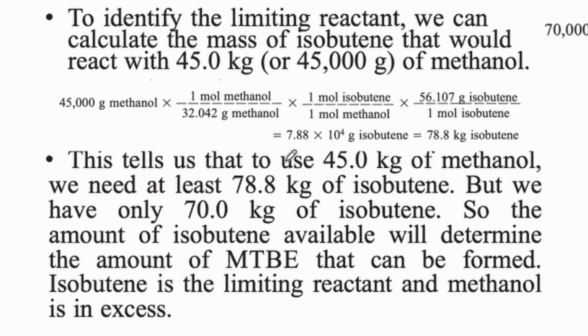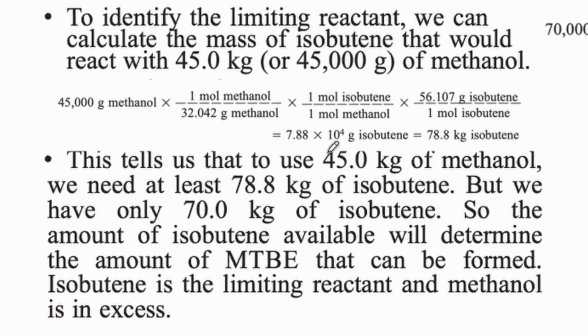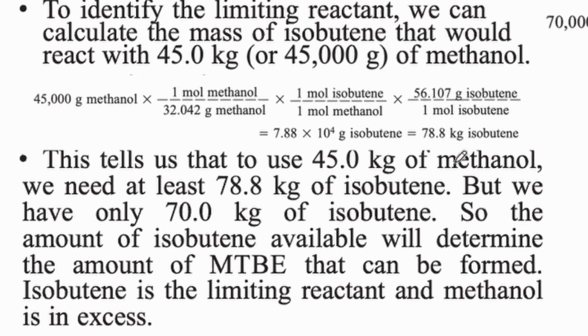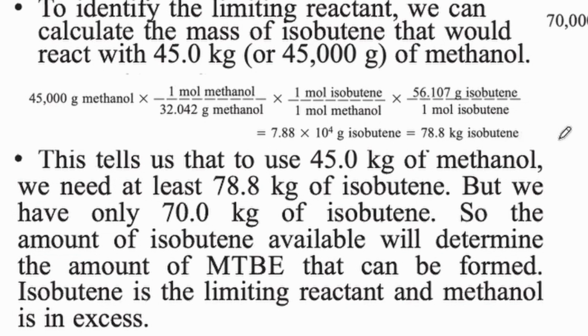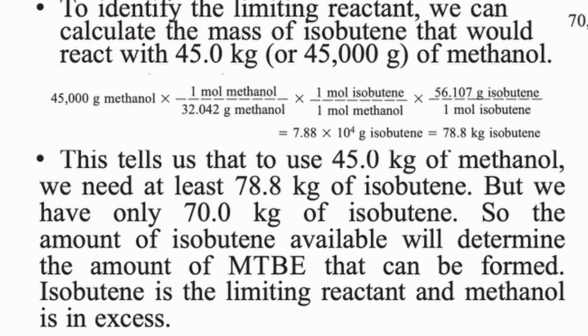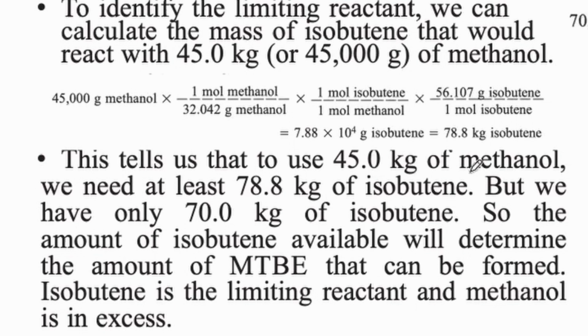So this basically gives us 7.88 times 10 to the 4 grams of isobutane, which is 78.8 kilograms of isobutane. This tells us that to use 45 kilograms of methanol, or 45,000 grams of methanol, we need 78.8 kilograms of isobutane. But we only have 70 kilograms of isobutane.